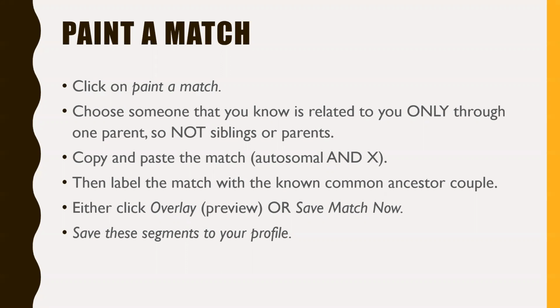So start with the next cousin group that you have, first cousins. Copy and paste the match, so that's autosomal and the X, and then label that with the common ancestral couple. Start with one that you know. If you have one in your list that you know, or you're pretty sure you know, realize you might have to go back and revisit that. And you can either click overlay or save. I usually do the save because you can undo it. So I usually don't do the preview and then the save. I just normally save it.